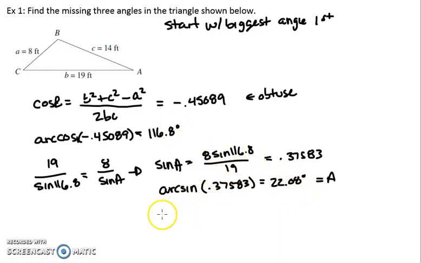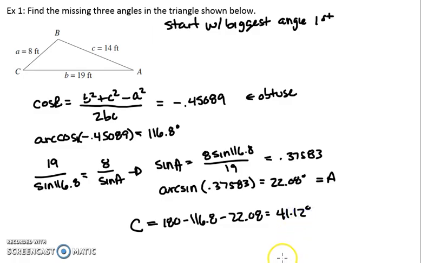And since we have two of the three angles, we can say that angle C is going to be equal to 180 minus 116.8 minus 22.08. So C is going to be equal to 41.12 degrees.